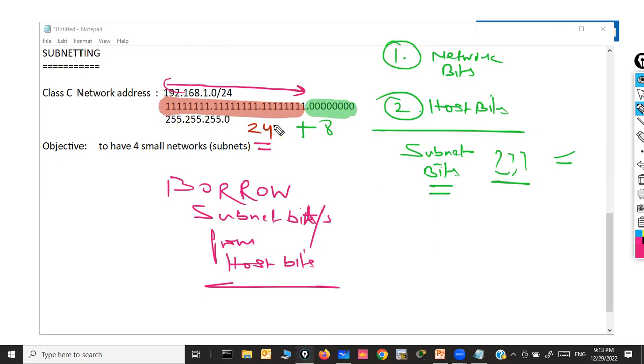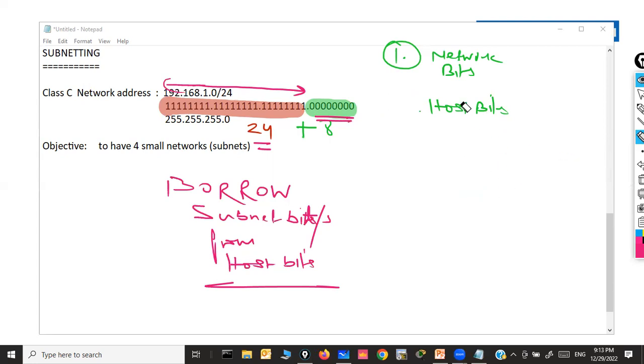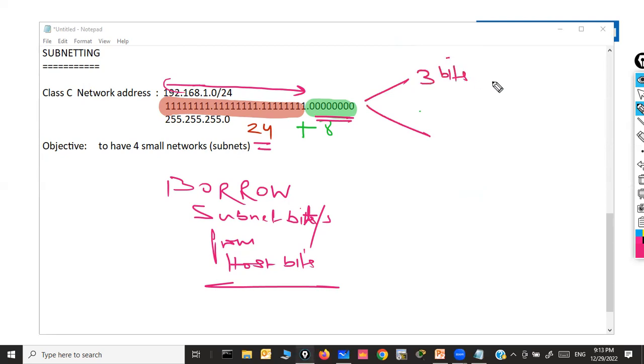24 and will remain minimum 24. We have 8 bits here for the host. So what we can do further, we can borrow subnet bits from the host portion. Means if we take, let's say, 3 bits, like we borrow 3 bits from the host to use as subnet bits.